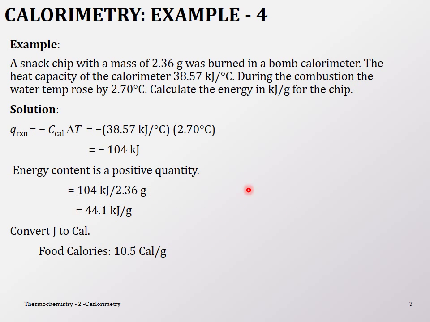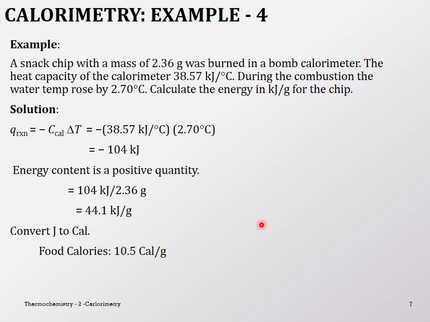All right, next example. A snack chip with a mass of 12.336 grams was burned in a bomb calorimeter. The heat capacity of the calorimeter is 38.57 kilojoules per degree Celsius. During the combustion, the water temperature rose by 2.7. Calculate the energy for the chip. Now, this energy is kilojoules per gram. So we don't have to do heat capacities over here. We're calculating the energy of the chip.